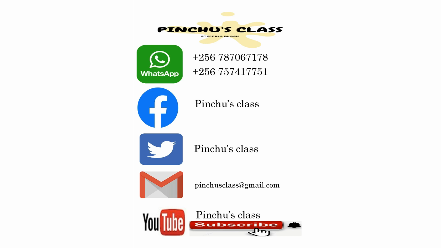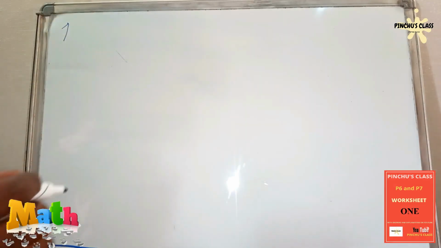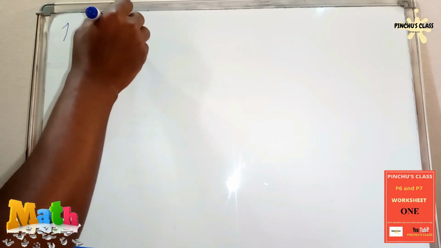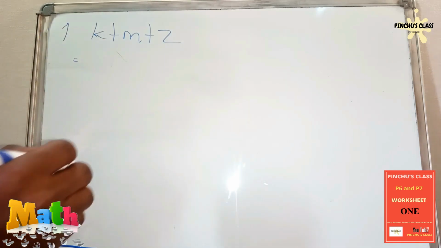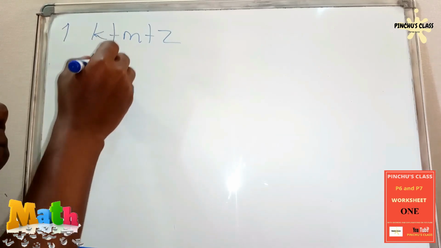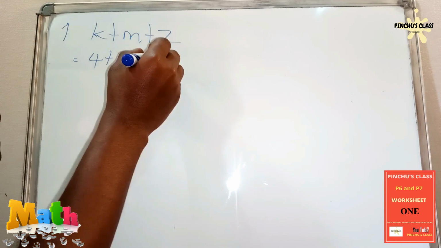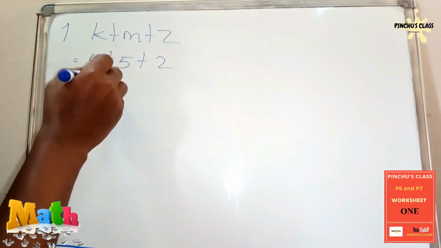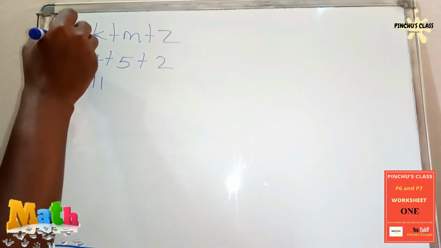Okay, let's go straight away to the work. So let's look at number 1. Number 1, we have K plus M plus Z. Remember, they have told us that K is 4, and then M is 5, and then Z is 2. So we're going to add these ones and we get our answer as 11. Yes, that is Roman numeral 1.